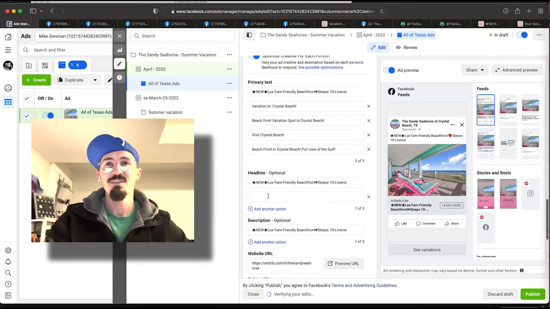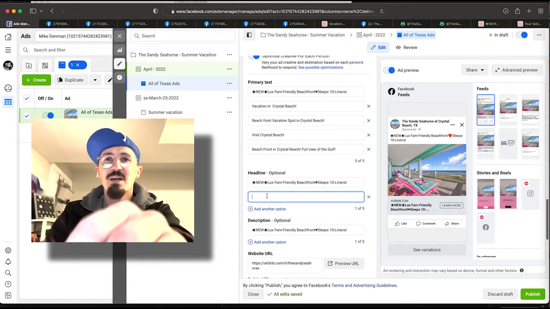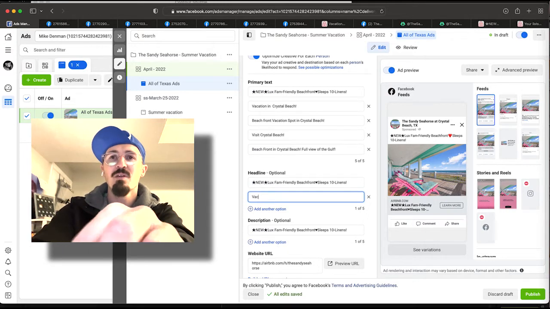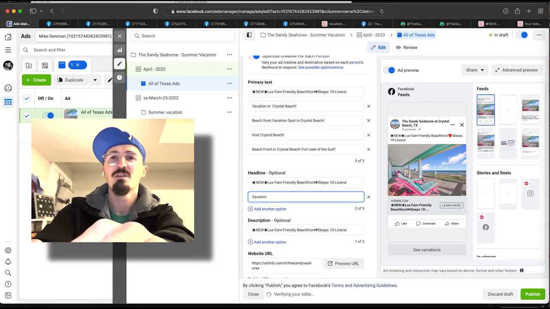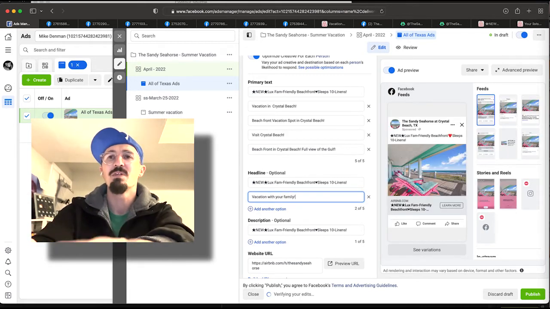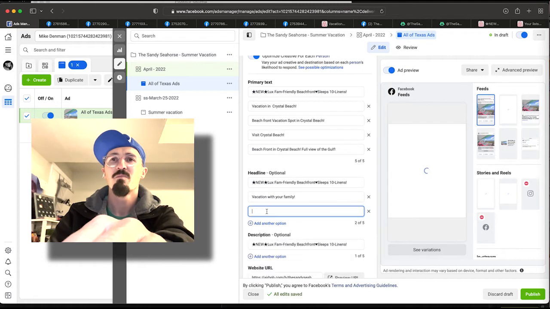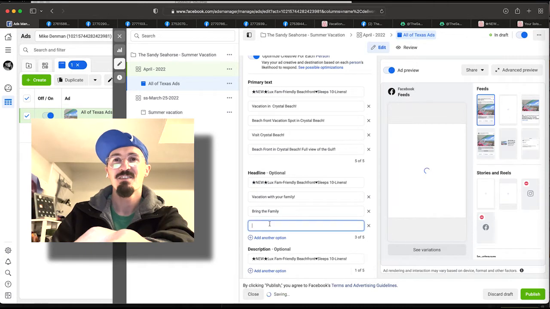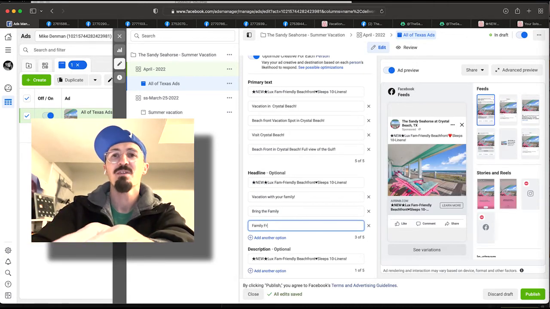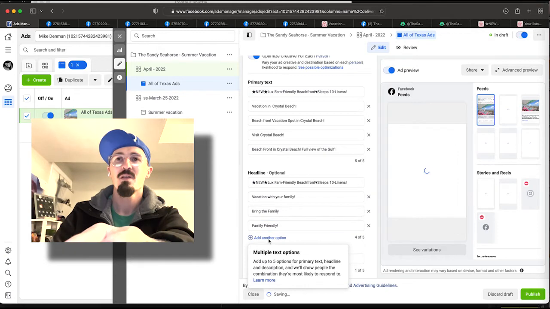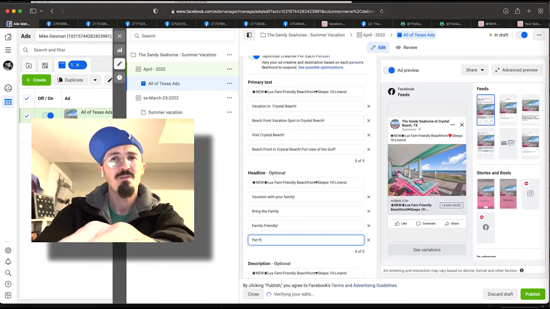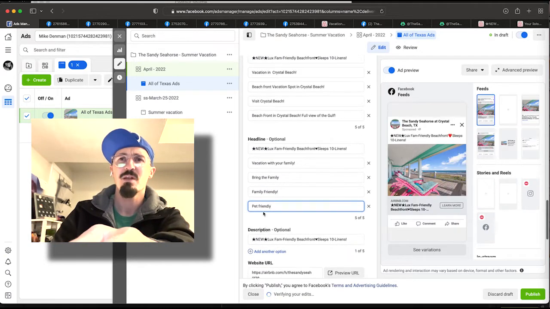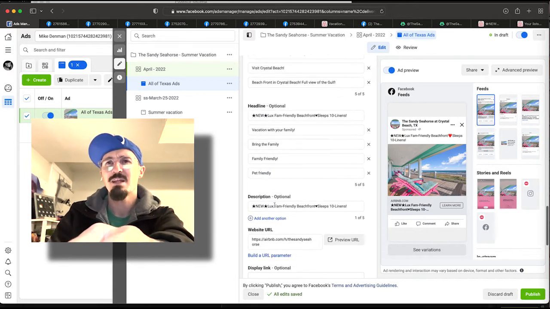And then for headline, this is where I like the whole vacation with your family. Bring the family. Family friendly. Another one, pet friendly. See what happens with that. I don't know. Headlines are just right here below the image, so it might be a thing that'll happen.